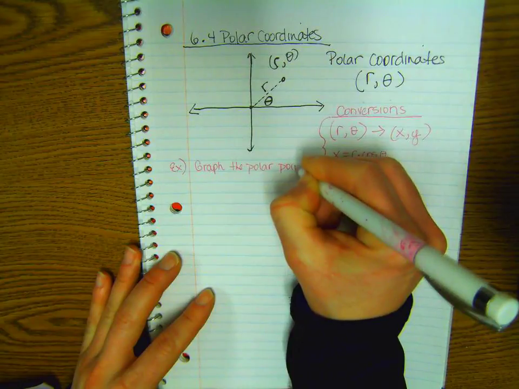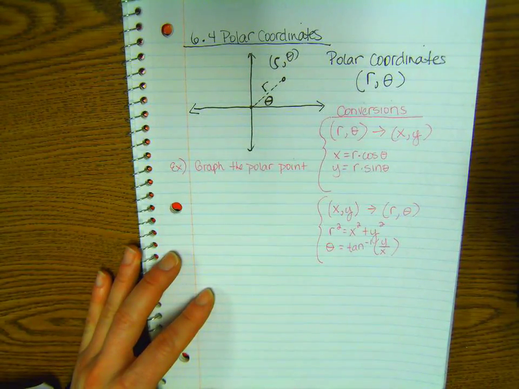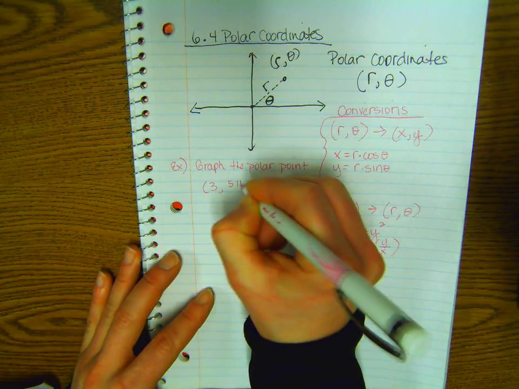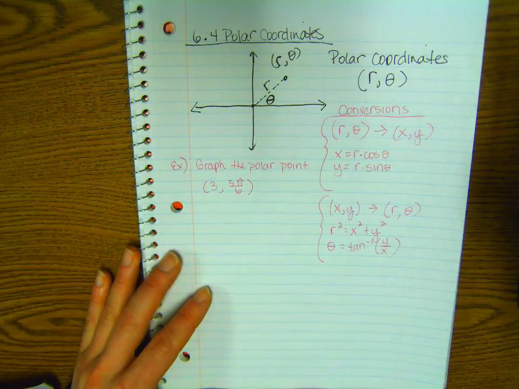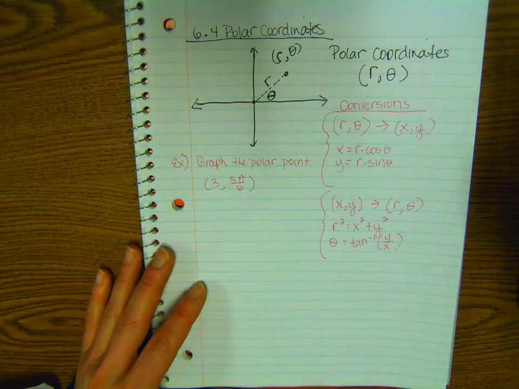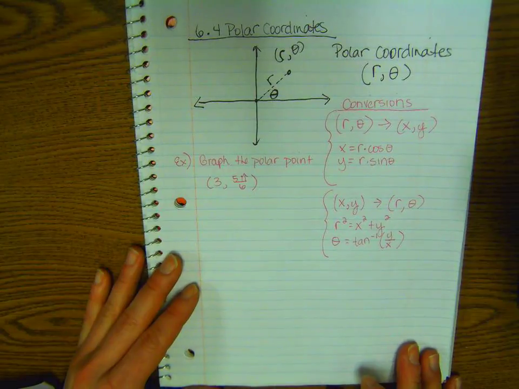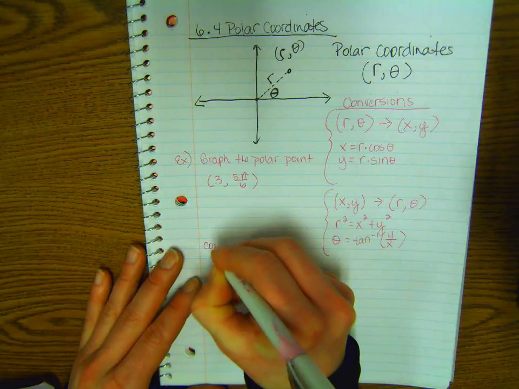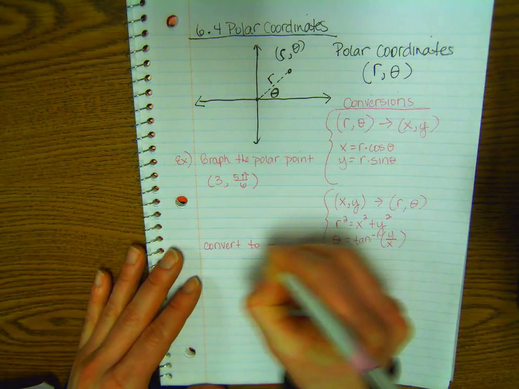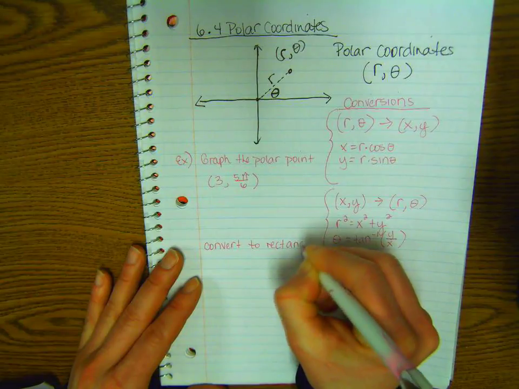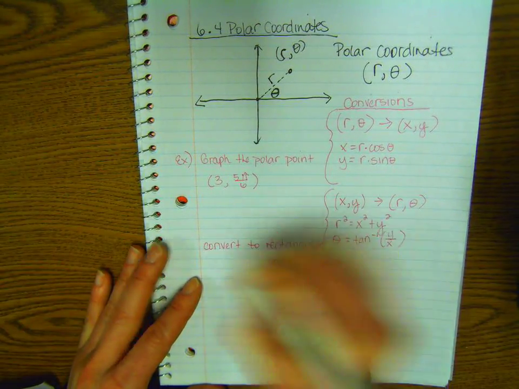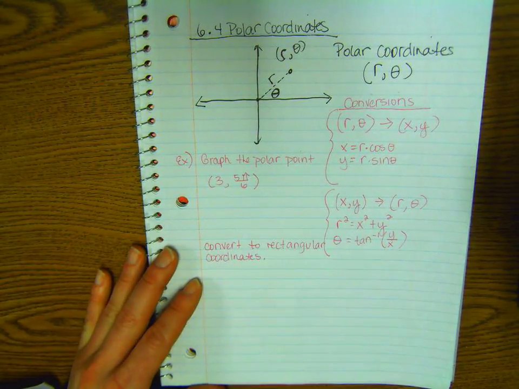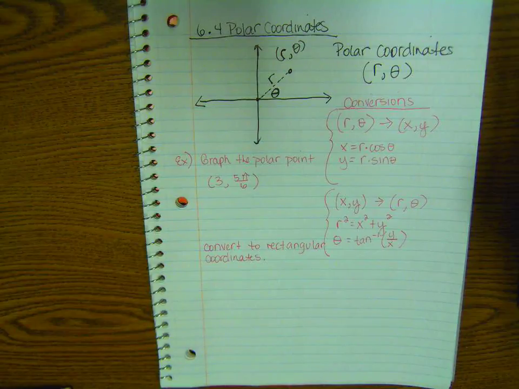Okay, so we're going to graph the polar point 3 and then 5 pi 6. All right, and then after we graph that, we're going to convert to rectangular coordinates. Okay. So I'll do a little sketch on here, but then let's use our polar paper.